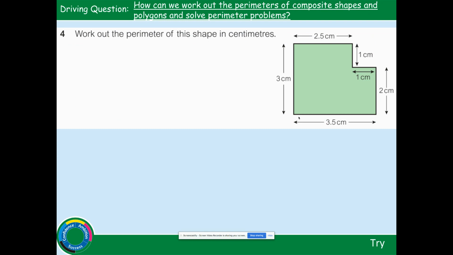Okay, so have a little go at this one. There is a couple of decimals in there, so make sure you get those in the right place when you're lining them up. Work out the perimeter of this shape in centimetres. So press pause on the video, have a go, then press play when you're ready to look at the answers.